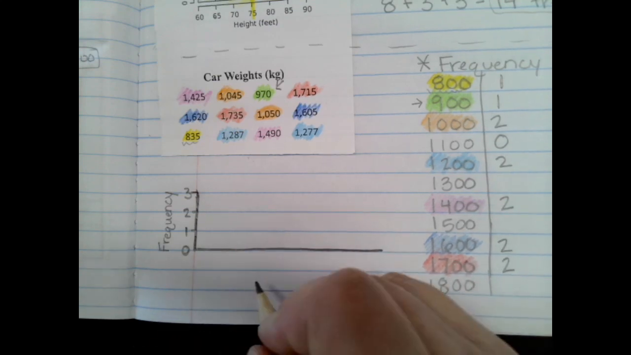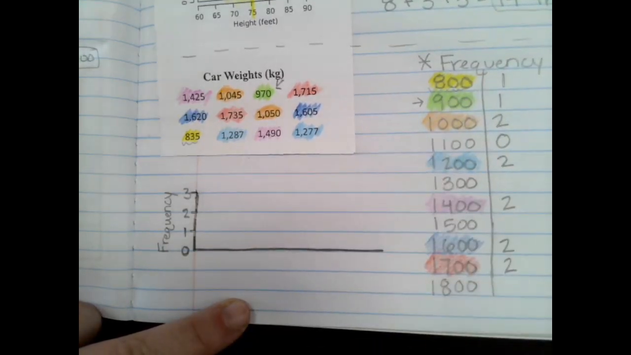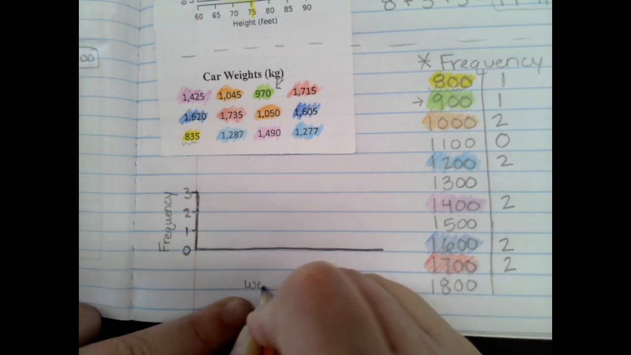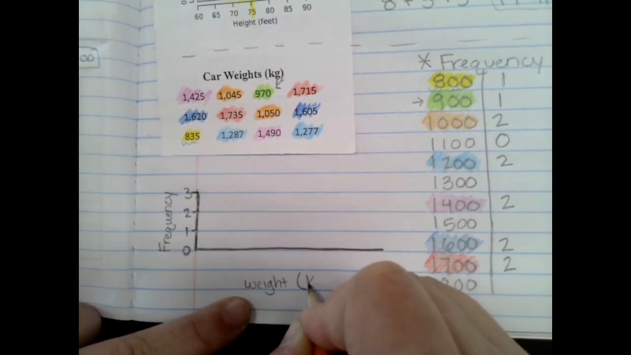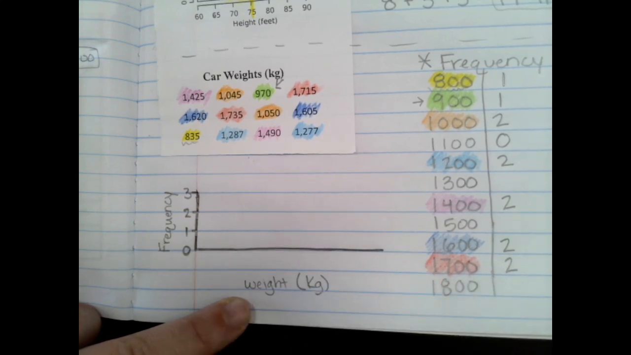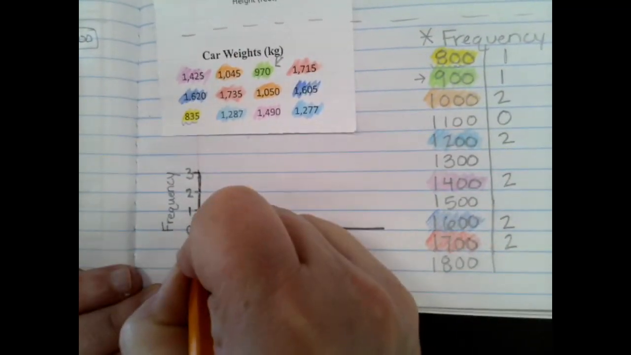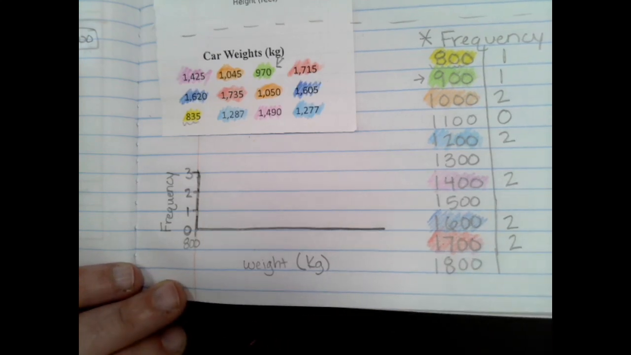All right, down below, this is going to be the numbers. And what do these numbers represent? Weights. And the weight was measured in kilograms. Okay, and we're going to start here. We'll start at 800, and we're going to go all the way up to 1,800.